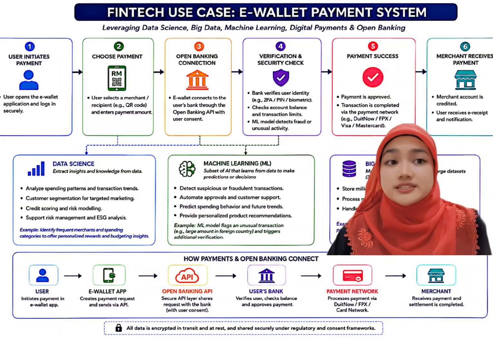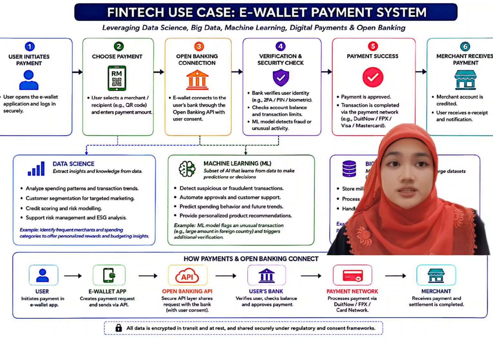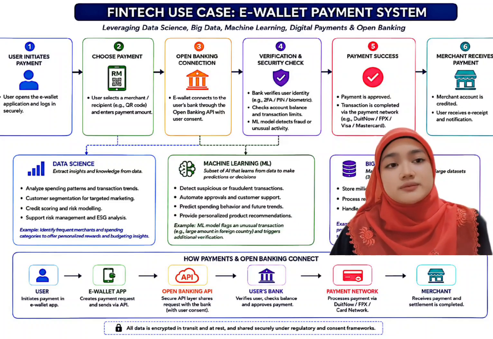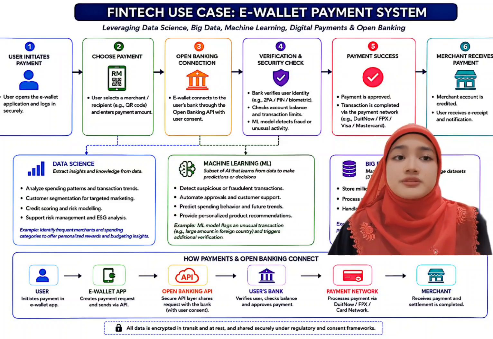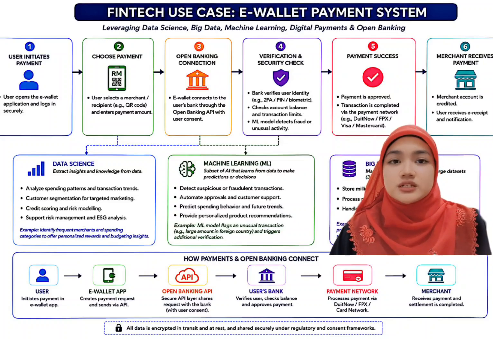Payment network processing. The transaction is processed through payment rails like DuitNow, FPX, or card networks like Visa, MasterCard. And lastly is merchant settlement. Finally, the merchant receives the funds, completing the transaction settlement in seconds.